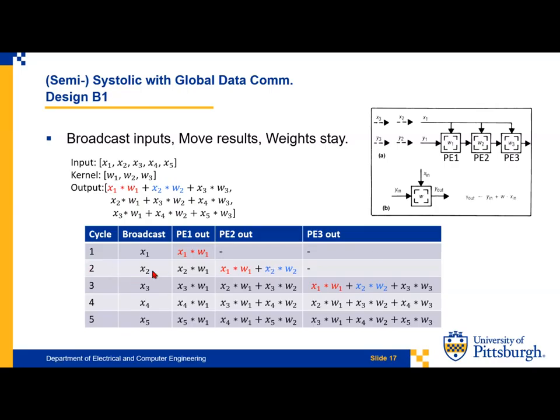So the PE1 out will propagate to the processing element 2, and on the PE2, it will do the second cycle, the broadcast is X2. The broadcast is X2, and on the PE2 is W2, the weight. So it will do the X2 times the W2 and add with the output from the PE1. So the PE2 output is here: X1 times W1 add the X2 times W2.